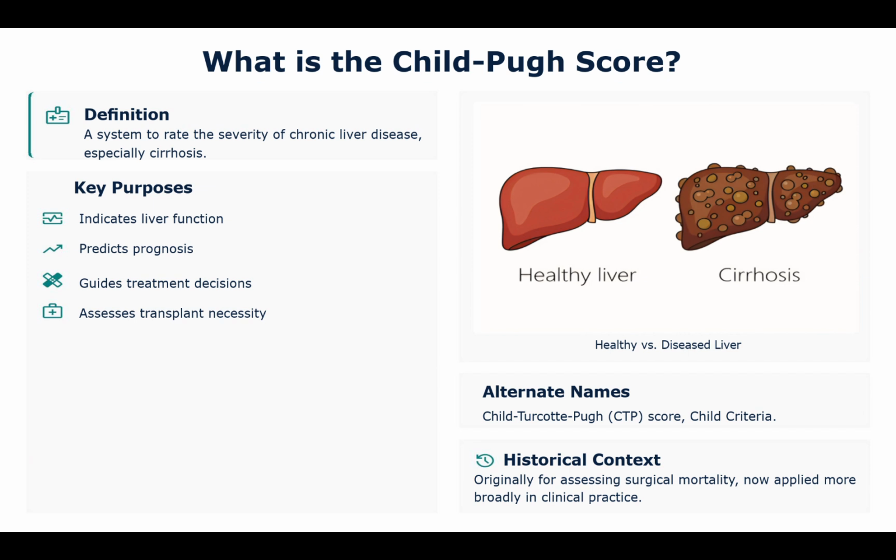Let's kick things off with the basics. The Child-Pugh score is basically a grading system doctors use to figure out how serious chronic liver disease is, especially cirrhosis. You might also hear it called the Child-Pugh or CTP score, or just the Child criteria. Its main job is to tell us how well the liver is working, guess what might happen next, help us decide on the best treatments, and even figure out if someone needs a liver transplant. Fun fact, it originally helped predict how risky surgery would be, but now it does so much more.